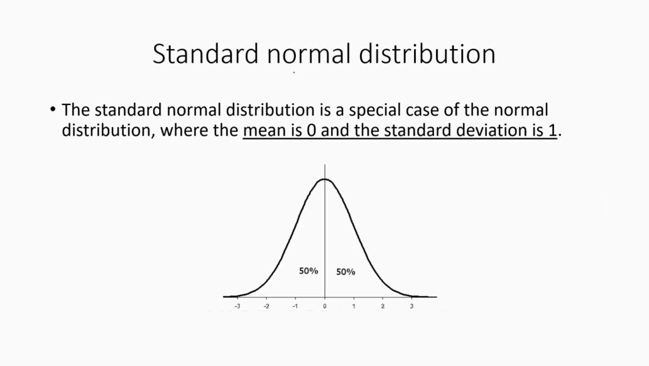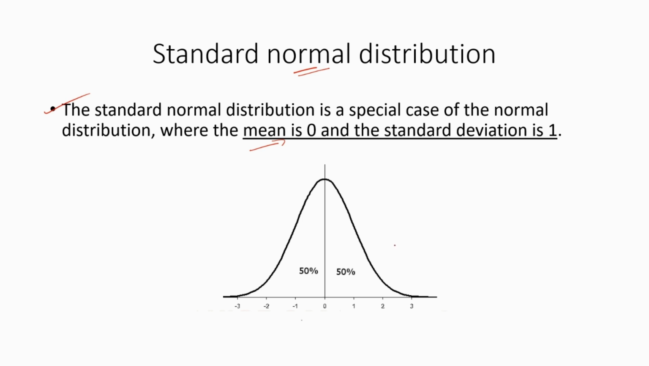Now let's discuss the standard normal distribution. The standard normal distribution is a special case of the normal distribution where the mean is 0 and the standard deviation is 1. Earlier we discussed the normal distribution. Now this is a special case of the normal distribution, which is the standard normal distribution. These two characteristics you have to remember. Mean is 0 and the standard deviation is 1. This is only applicable for the standard normal distribution. When it comes to the normal distribution, the mean and the standard deviation can be changed.